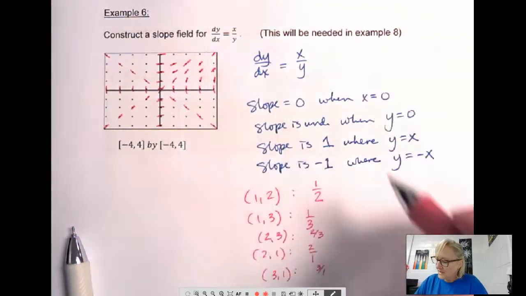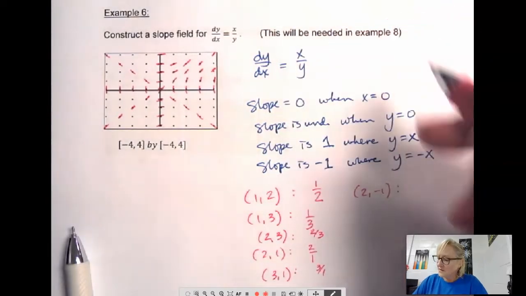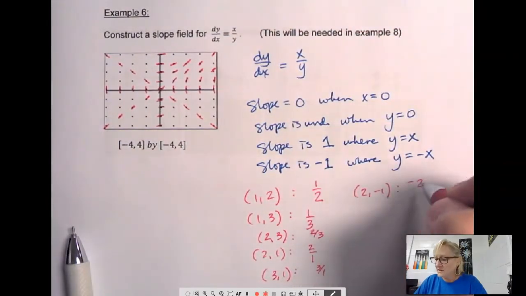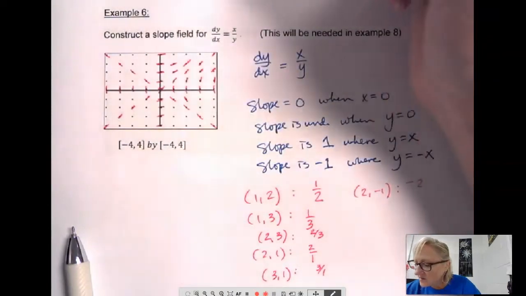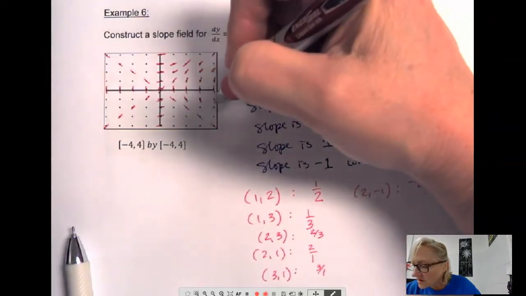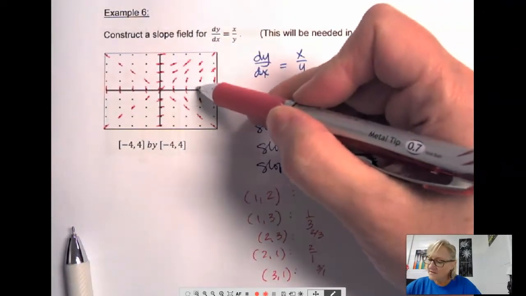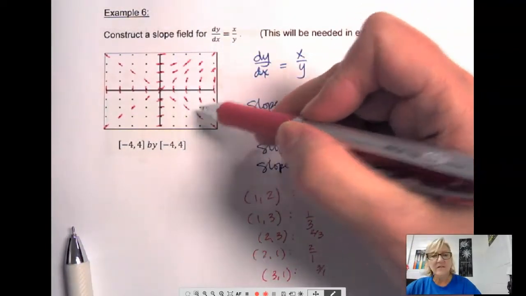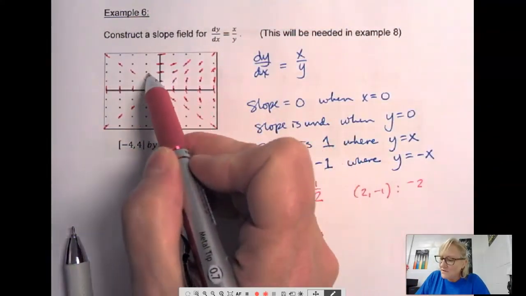Let's do 2, -1. Okay, x over y would be 2 over -1, so that's a slope of -2. Well, that's a little bit steep. Okay, this would be a slope of -3. That's even more steep. And then this would be steeper yet. Okay, I could kind of see a curve developing there. See what I mean? And then it sort of looks like a curve developing here.